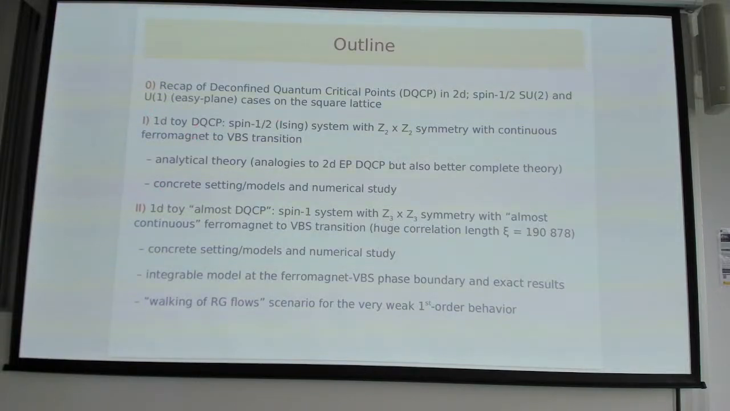Then I will spend the first part of the talk on an Ising-like one-dimensional model of DQCP, where we will see a continuous ferromagnet to valence bond transition in a spin 1/2 chain with Z2 symmetries. I will describe the analytical theory and also numerical studies of a concrete model. Then in the second part I will discuss an almost DQCP in a spin 1 system with Z3 symmetries. Almost, because we suspect that it is actually first order: we have just one point on the phase boundary that is exactly solvable but has a correlation length of 200,000 lattice spacings.